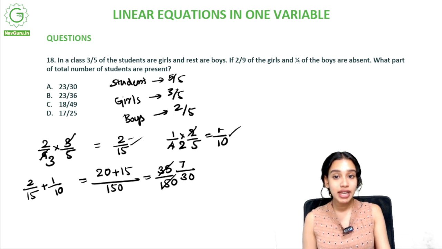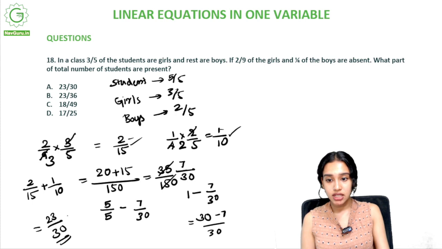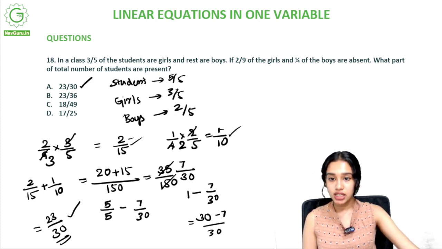Now, to find the number of students present, we need to subtract this amount from 1, or we could either subtract 1 minus 7 by 30, anything works. So let's do this. This is 30 minus 7 by 30, which is equal to 30 minus 7 is 23 by 30. The answer is 23 by 30 here. Now let's move on to the next question.